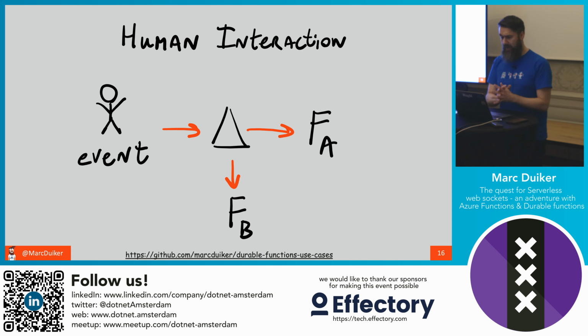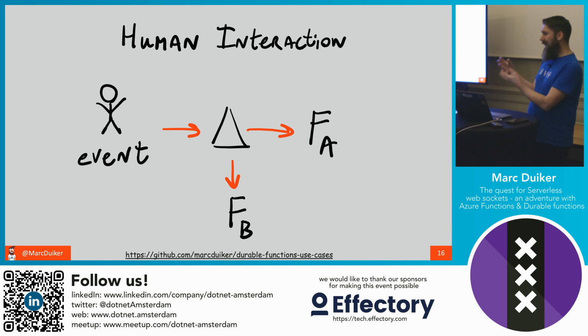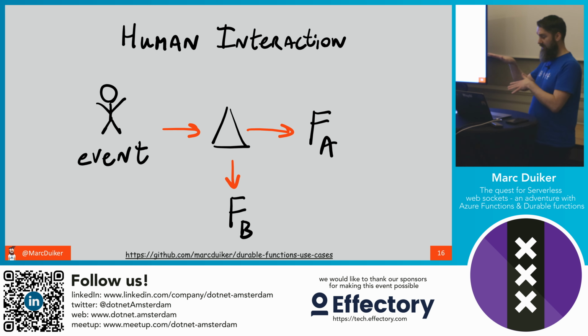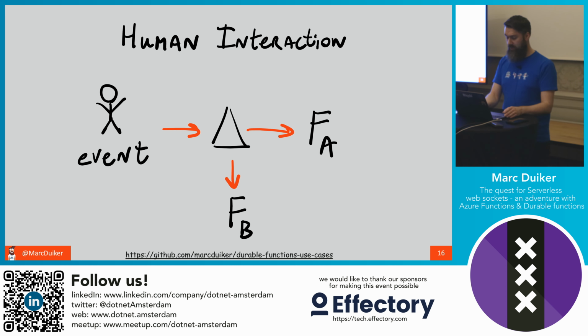And the final one is called human interaction. So your workflow can actually be in a waiting state, and it will only continue once it has received an external event. And based on the data on that event, you can go and do something else in your orchestration. So I'm really a big fan of durable functions. It's really powerful, and you can do lots of different things with it, which is really nice.